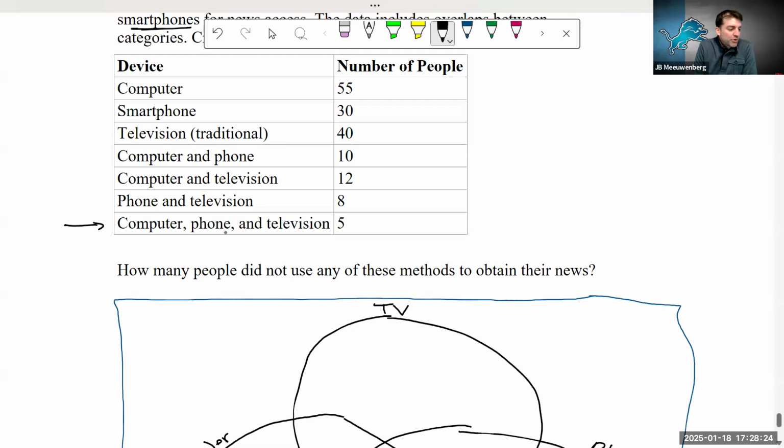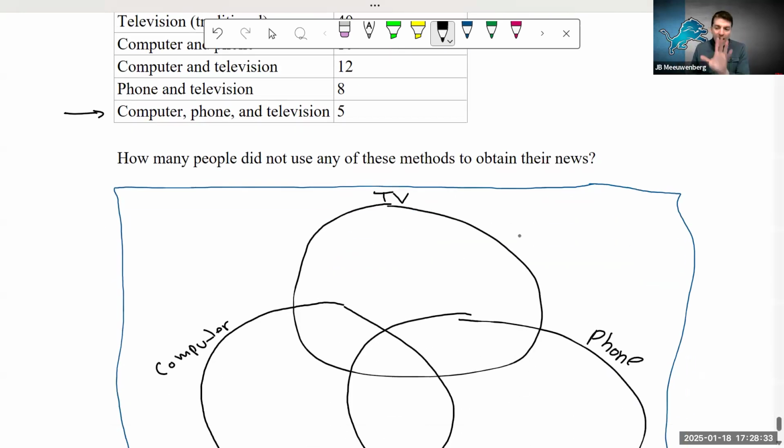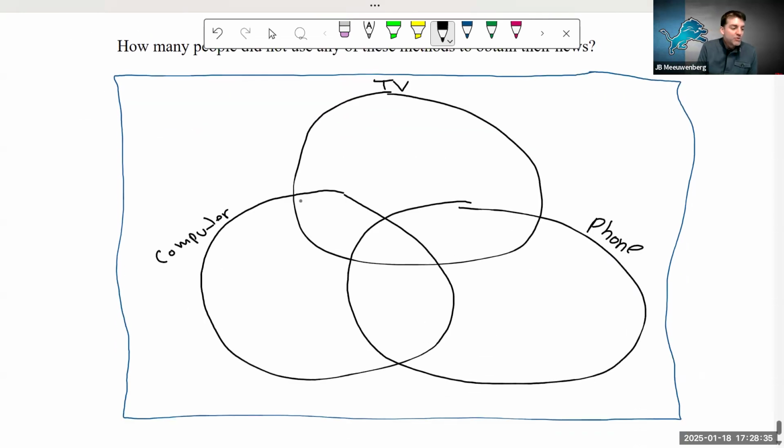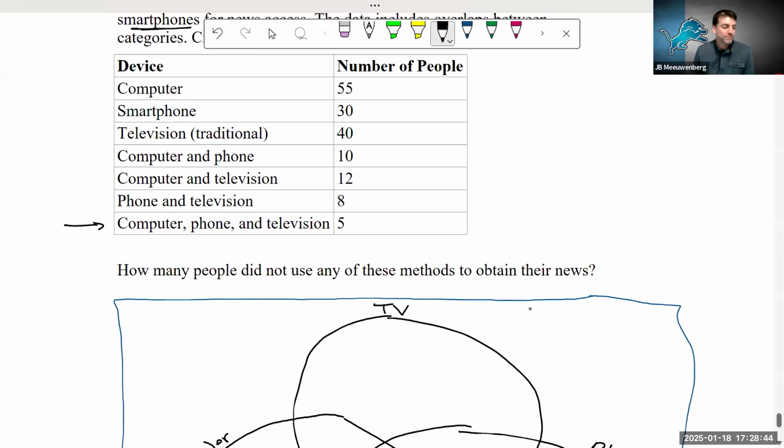This right here, computer, phone, and television, that's really the intersection point between all three of those things. Those people responded, 5 people responded that they used all 3 methods. So we know that there's going to be a 5 right here, okay? That's, again, the intersection point.